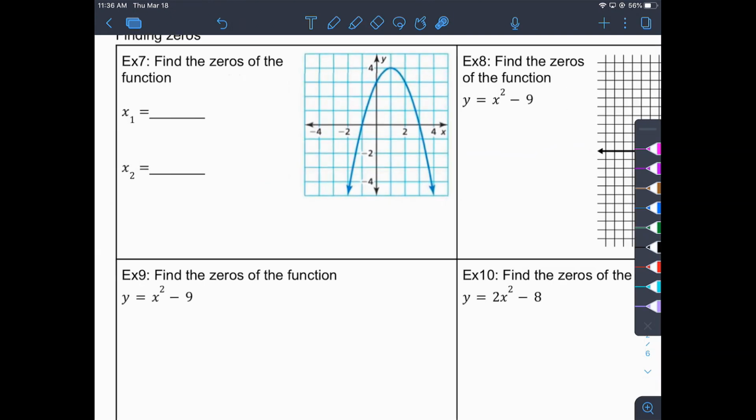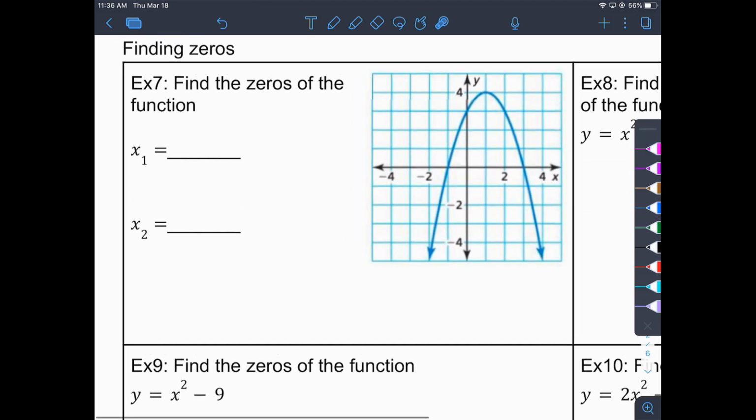Now, zeros, what they mean is, for instance, here it says find the zeros of the function. Well, the zeros are where the graph hits the x-axis. So in this case, we could look right at it. We could say, oh, you know what? I can see right there. It touches the x-axis at that position, and it touches it at this position over here.